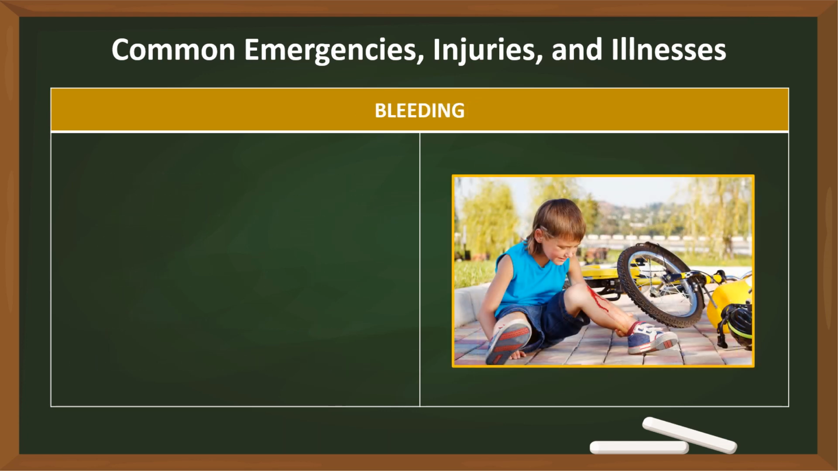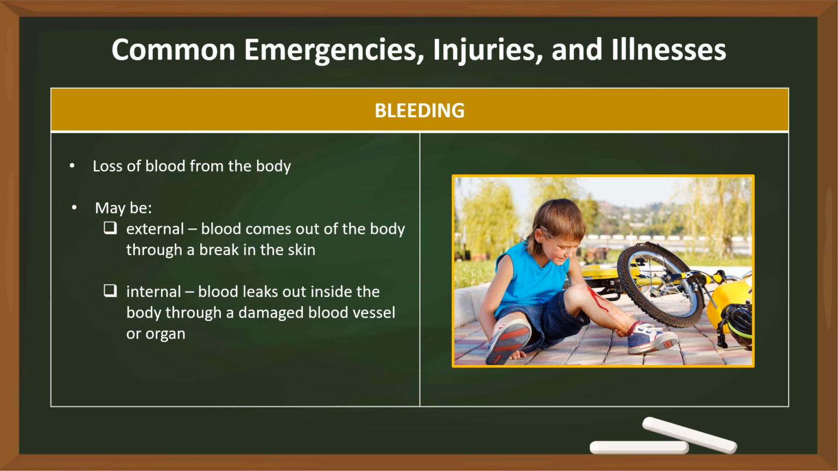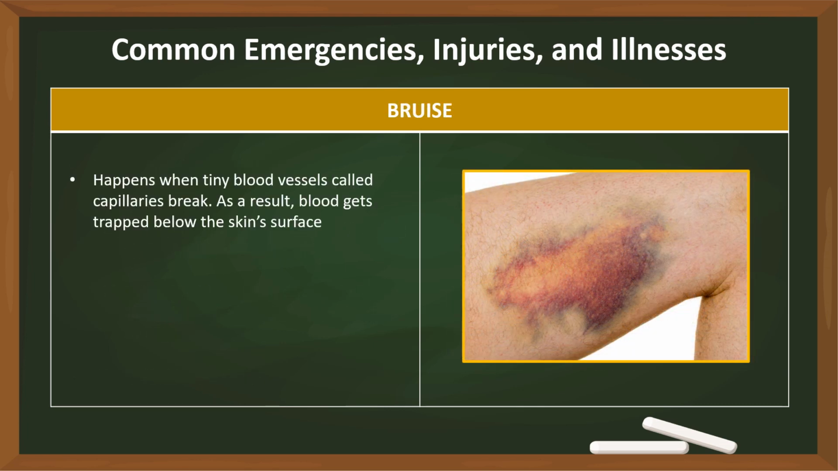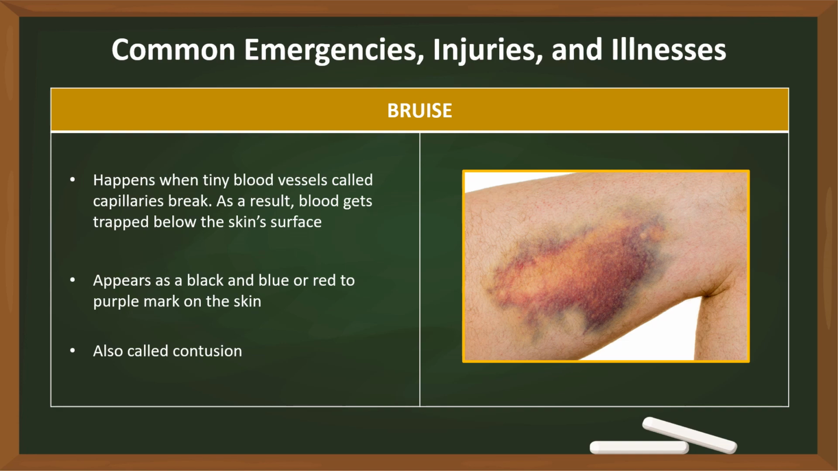Moving on, we have bleeding, which refers to the loss of blood from the body. Bleeding may be external or internal. Another word for bleeding is hemorrhage. Then we have bruises. A bruise happens when tiny blood vessels called capillaries break. As a result, blood gets trapped below the skin's surface. A bruise appears as a black and blue or red to purple mark on the skin. Bruises are also called contusions.